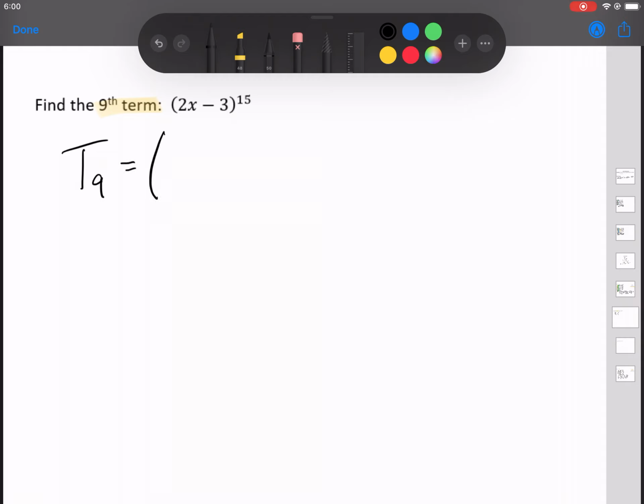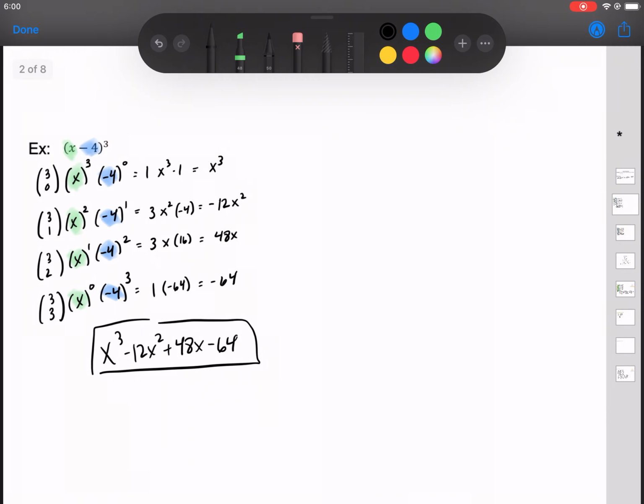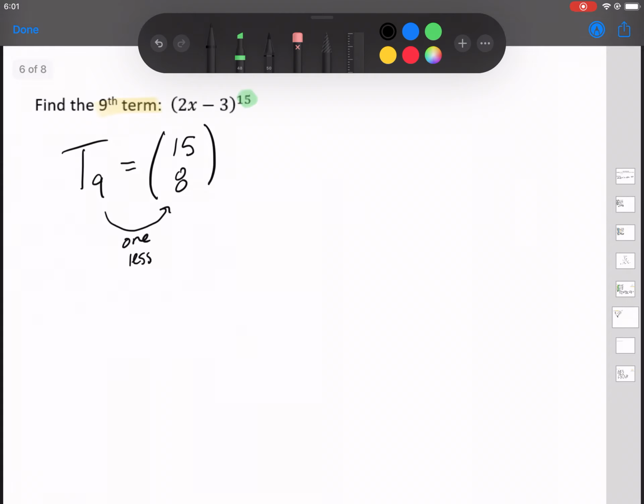So you find that by taking the exponent. You always put the 15, or whatever the exponent is, on top. If we're finding the ninth term, you go one less than the term. That's because if you look at some of the previous problems we did, like the first term right here was 3 choose 0. You start with 0, your second term goes to 1, third term goes to 2, and so on. So the ninth term would be 8.